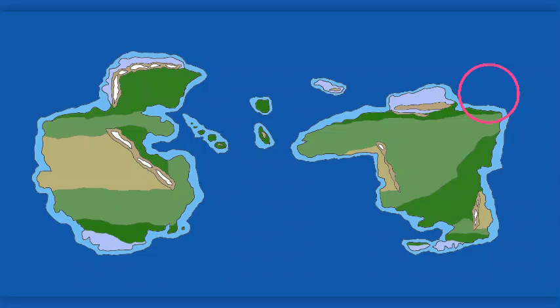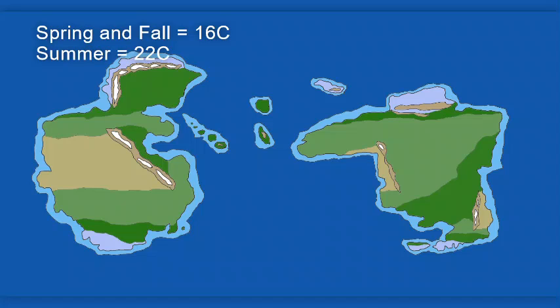The temperature in this second 100 million years has an average of 16 degrees Celsius in the spring and fall, 22 degrees Celsius in the summer, 11 degrees Celsius in the winter, with wide temperature swings due to the binary star system.